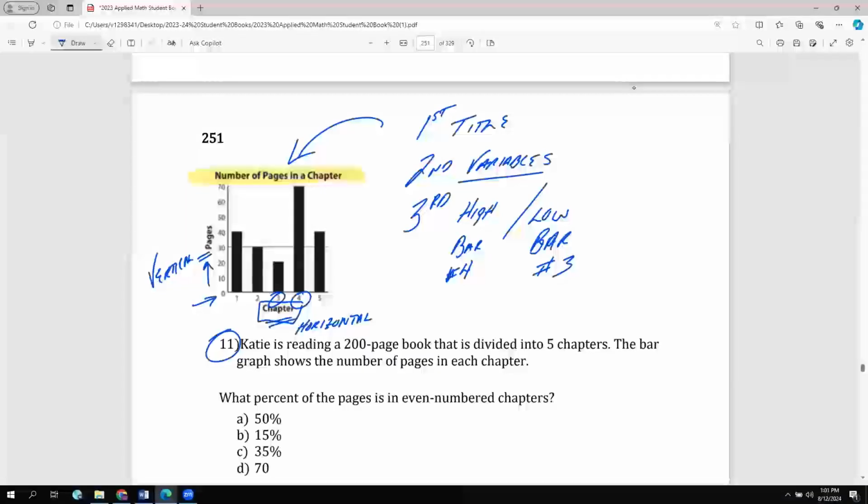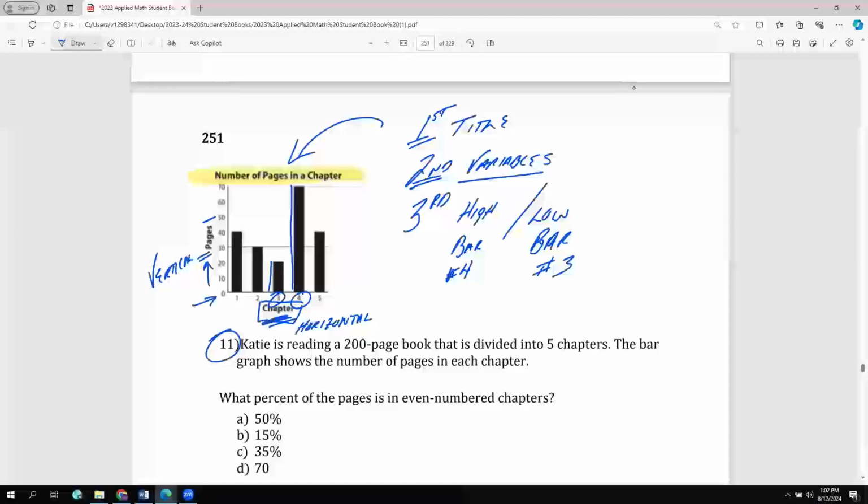So again, step one, we look at the title and say, okay, this is the number of pages in a chapter. Second, what are my variables? I'm looking at the chapter and the actual number of pages. Then I ask, what's high and what's low? I see that chapter 4 has the highest number of pages and chapter 3 has the lowest number of pages. Now that you've done that small analysis to prepare yourself, the question is definitely going to be about what you just looked at.